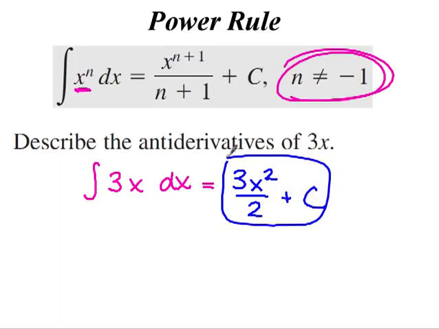Now, for those of you that are wondering where that came from, first of all, the 3 is a constant. It just stays put. Then what I do with the x is this is actually x to the first power, right? So according to the power rule, I'm going to add 1. So I get 1 plus 1, which is 2. And then I'm going to divide by that same number 2 in the denominator. And that's just the power rule. This is actually undoing differentiation. So if I were to take the derivative of 3x squared over 2, I'm going to get 3x.